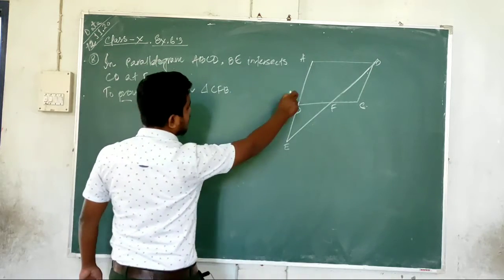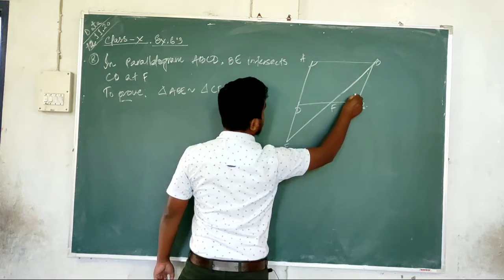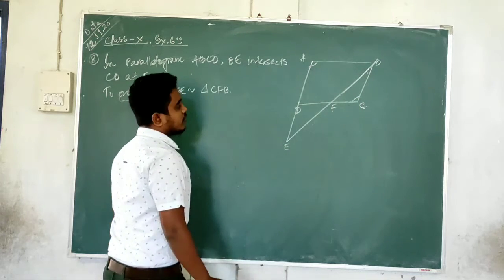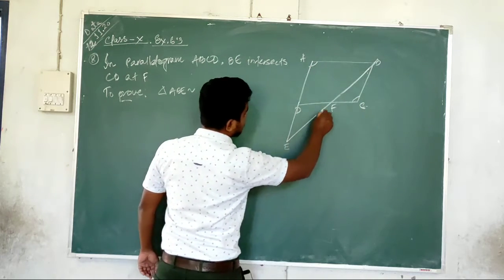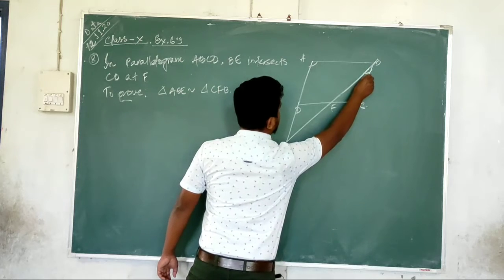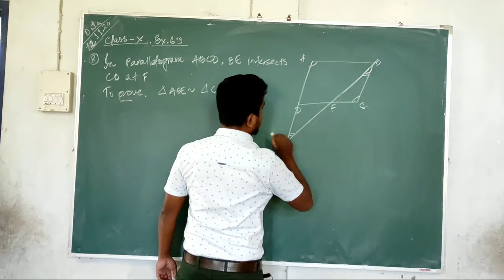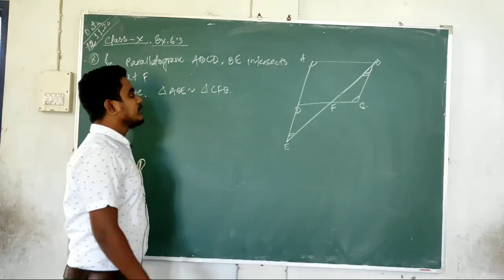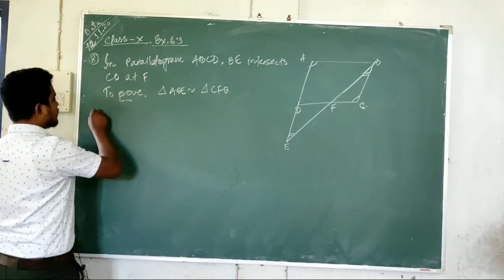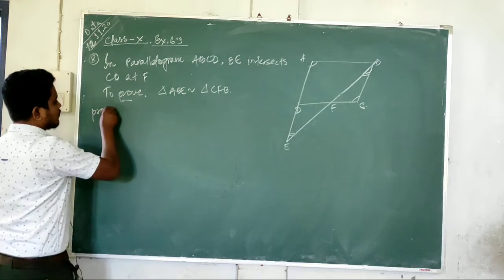So here, since ABCD is a parallelogram, we can say that these angles are equal, opposite angles of a parallelogram are equal, and these two angles are equal, alternate interior angles. So by AA similarity, we can say that these two triangles are similar. So proof.